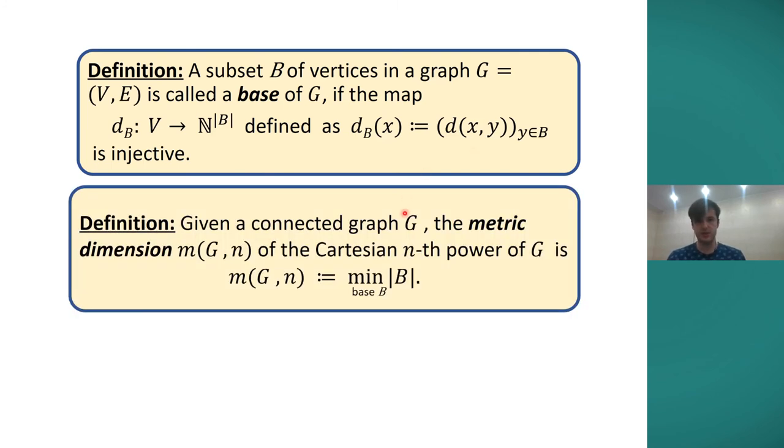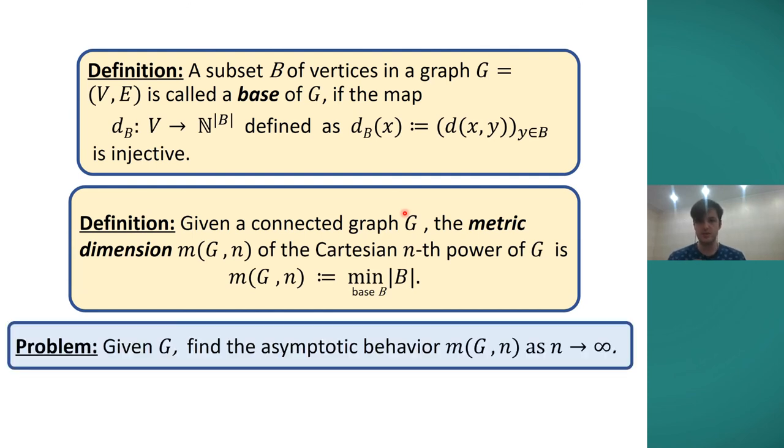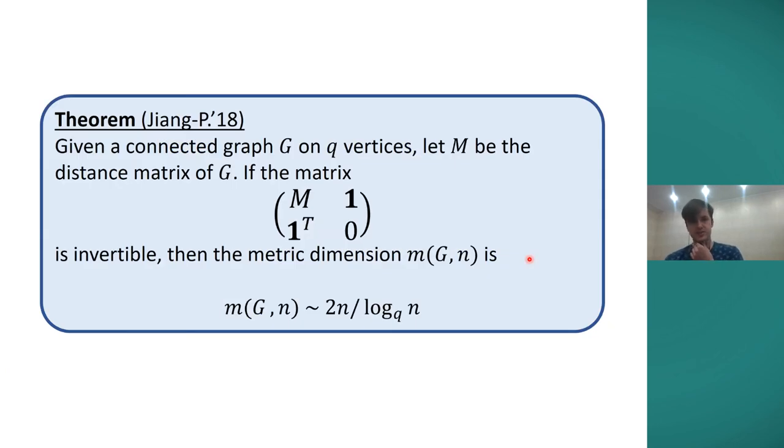But we're going to consider the Cartesian n-th power of a given connected graph G, and we want to find the asymptotic behavior of the metric dimension of the Cartesian n-th power of this connected graph G. So basically, fix graph G and let n tend to infinity. Our main structural result looks like that. If a certain property on the distance matrix of this graph G holds true, so if this matrix is invertible, then the metric dimension is asymptotically 2n over log n in base q, where q is just the number of vertices.